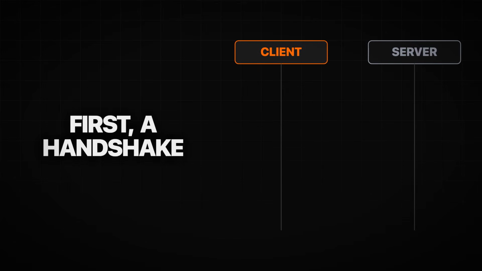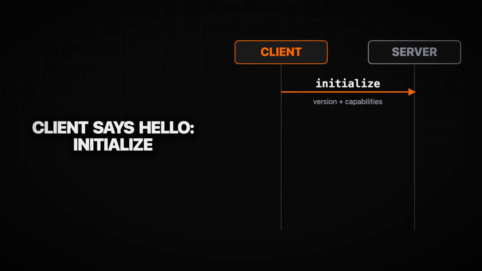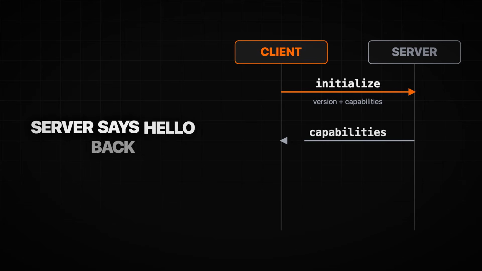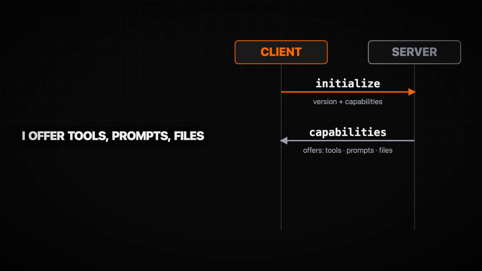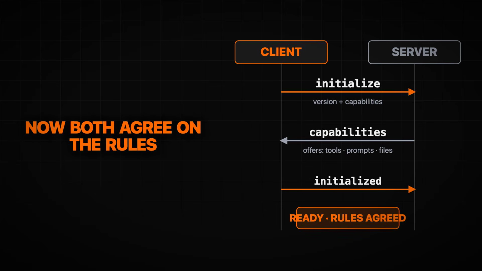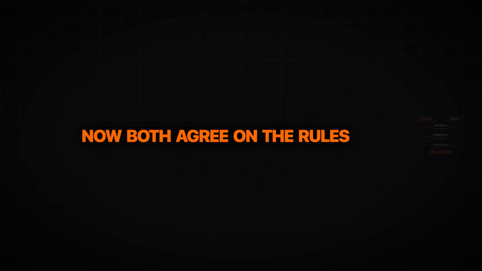First, a handshake. The client says hello with a message called initialize. Here's my version, here's what I support. The server says hello back. Here's mine, and here's what I can do. Maybe I offer tools, maybe prompts, maybe files. Both sides now agree on the rules. Only then does the real conversation start.